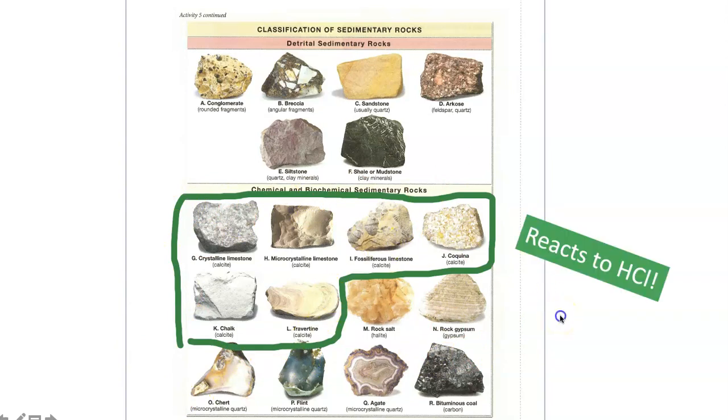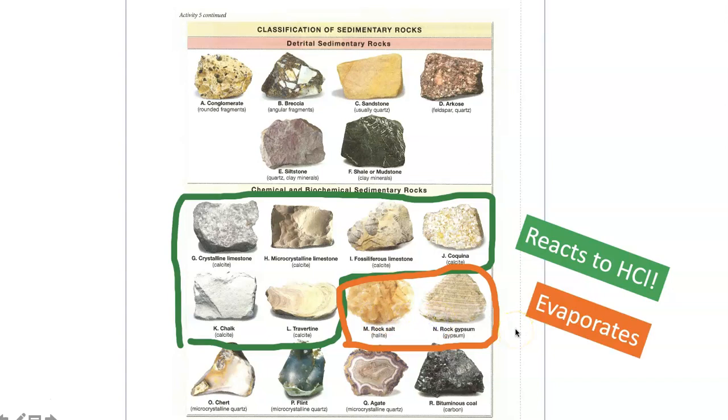And again, those react with hydrochloric acid. They are all considered limestone. Some of them have the word limestone included in their name, some of them don't, but technically they're all types of limestones. These 2 here are evaporites. They form by evaporation. We have rock salt and rock gypsum. Now we learned about salt and gypsum when we learned about minerals. An easy way to tell about salt is to taste it. It's very salty. And gypsum is very soft. You can scratch it with your fingernail.